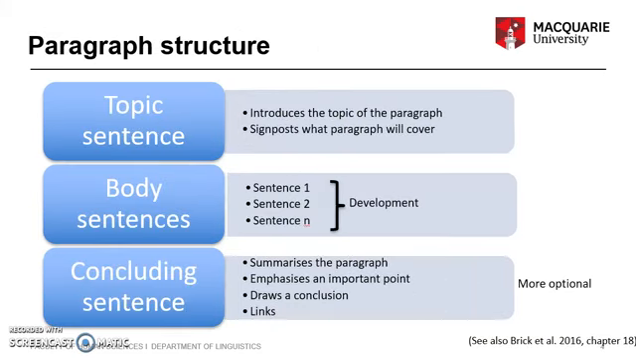At its most basic, a paragraph consists of a topic sentence that introduces a topic and signposts what the paragraph will cover. This is followed by body sentences that develop the topic that's introduced in the topic sentence. And there may or may not be a concluding sentence that offers a more general comment in some way.